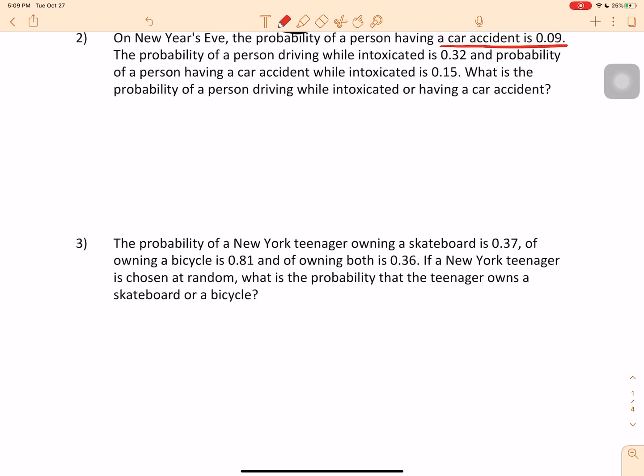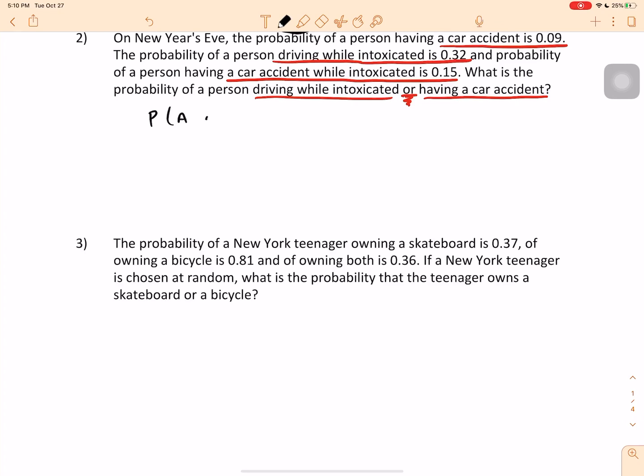The probability of a person driving while intoxicated is 0.32. And the probability of a person having a car accident while intoxicated, gosh, never do that, is 0.15. What is the probability of a person driving while intoxicated or having a car accident? So let's just set up the addition rule.